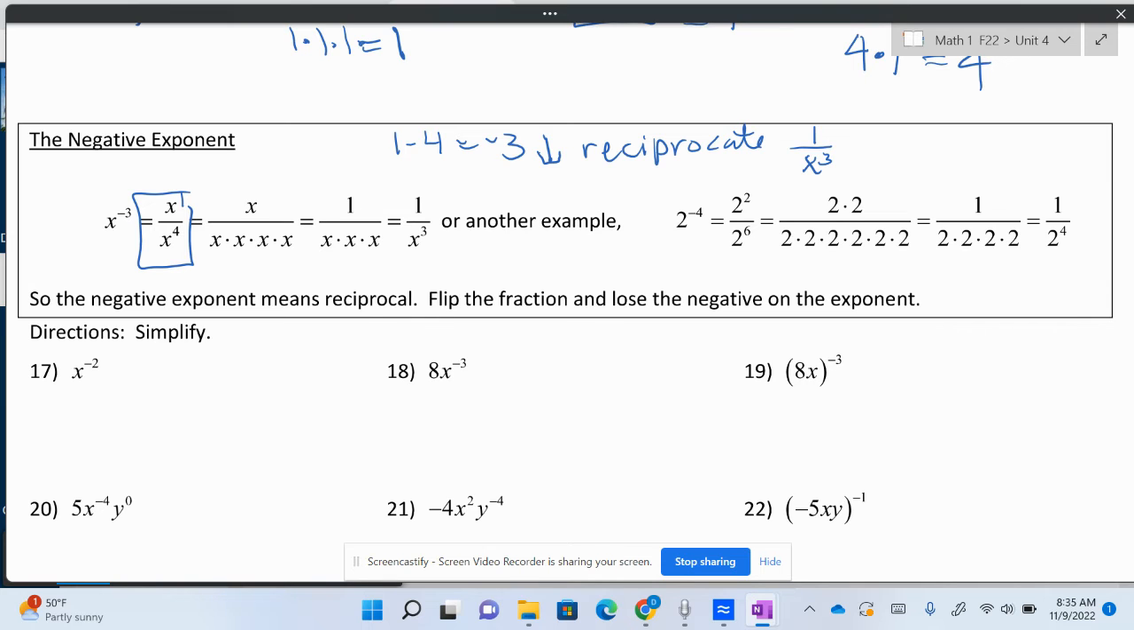So I always think of negative exponents as being in a bunk bed. If you're in the top bunk, you don't like it, move to the bottom, and vice versa. Does that make sense? Okay, so let's practice that.